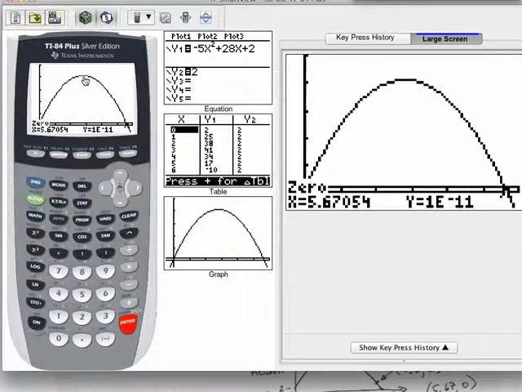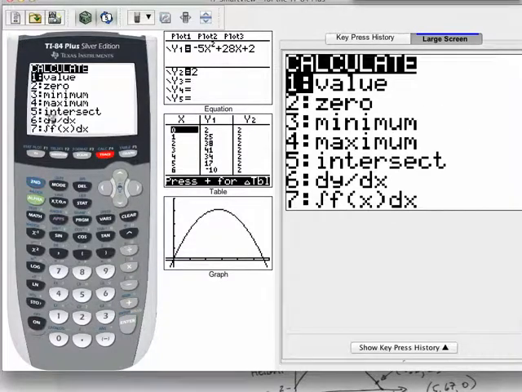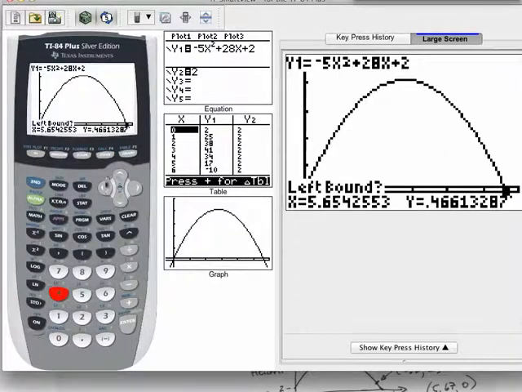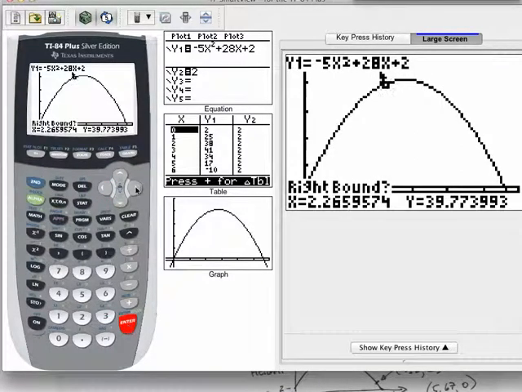When does it get to the maximum point? Same type of thing, second and trace. Gives me the calculate menu, and I can go and find the maximum. That's 4. Again, you've got to bracket it, as it's called. I have to be slightly to the left of the maximum, and then choose enter, and then be slightly to the right. You guys should have done this a bunch of times by now. You really should be experts at this. Okay.